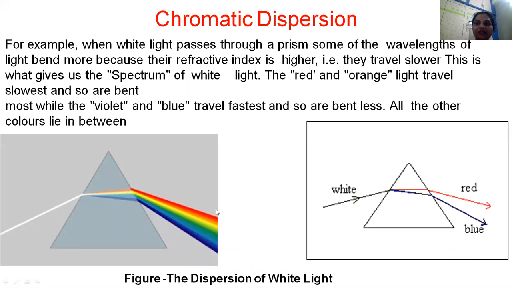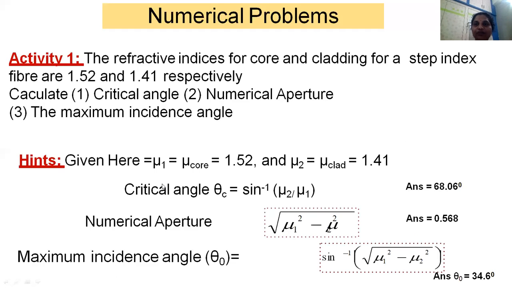So chromatic dispersion is nothing but the color variation. When light passes through a prism, some of the wavelengths bend more because their refractive index is higher and they travel slower, in the spectrum of white light. The red and orange light travel slower and so are bent more, while the violet and blue travel faster and so are bent less. All the other colors lie in between them. So this dispersion can be reduced depending on the wavelength that we use.